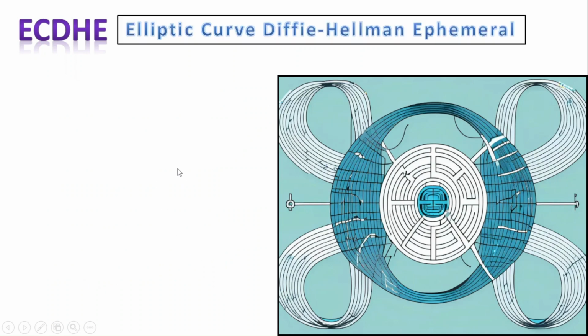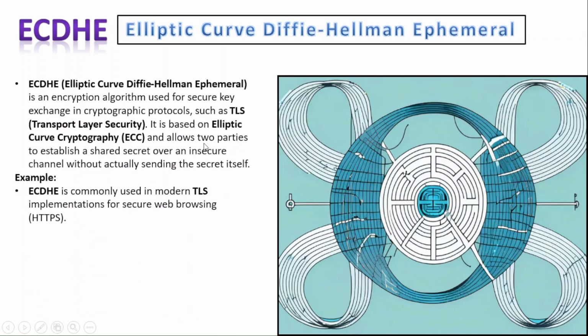ECDHE, that is elliptic curve Diffie-Hellman ephemeral. So ECDHE, that is elliptic curve Diffie-Hellman ephemeral, is an encryption algorithm used for secure key exchange in cryptographic protocols such as TLS, that is transport layer security.